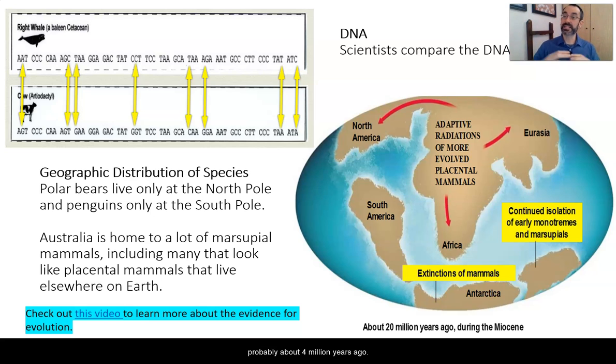This also shows that all organisms share a common ancestor, because you actually share about, or your DNA is identical to like a banana's DNA. You share 41% of DNA with bananas.